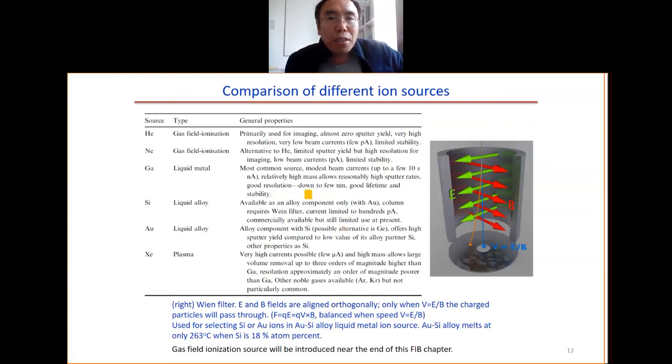So here is the comparison of the different ion sources. We will look at the gas field ionization later on. We have talked about the liquid metal ion source, the gallium. Another choice is silicon and gold. So what do we use? We use a silicon and gold alloy. They always come together. So why do we need a silicon and gold alloy?